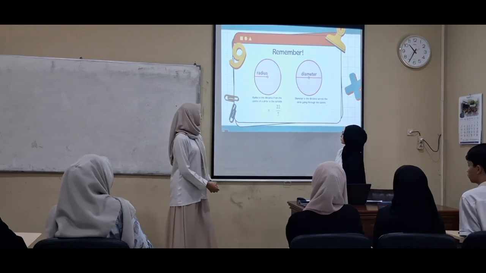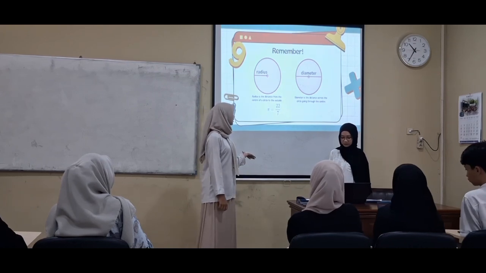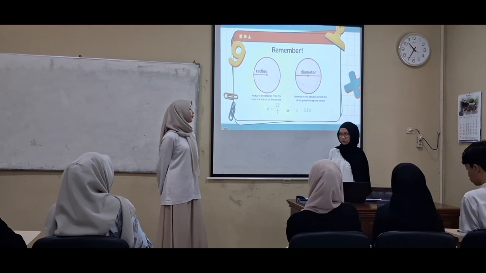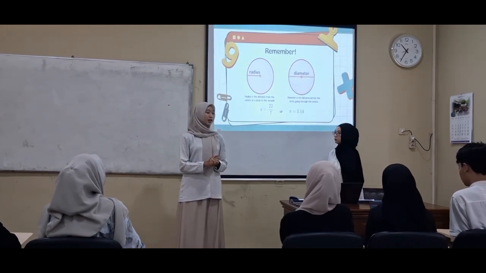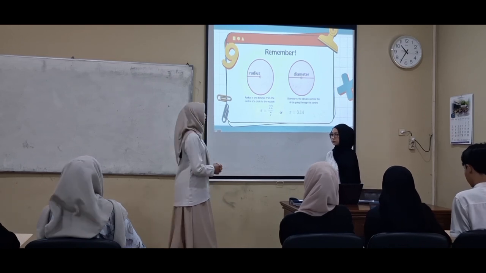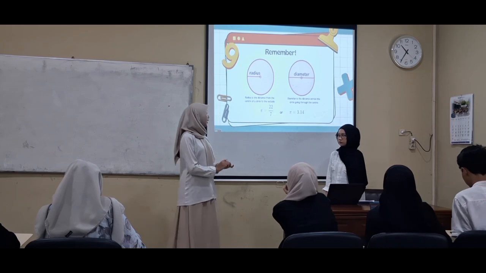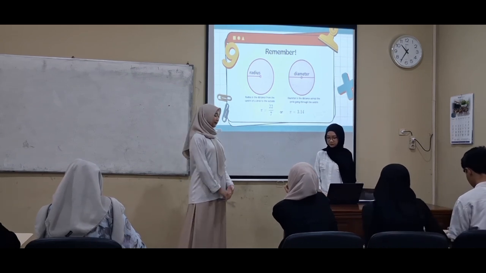Next, a circle has pi. Pi is equal to 22/7 or pi is equal to 3.14. We use pi equals 22/7 when the radius or the diameter is a multiple of 7, and we use pi equals 3.14 when the radius and the diameter is not a multiple of 7.